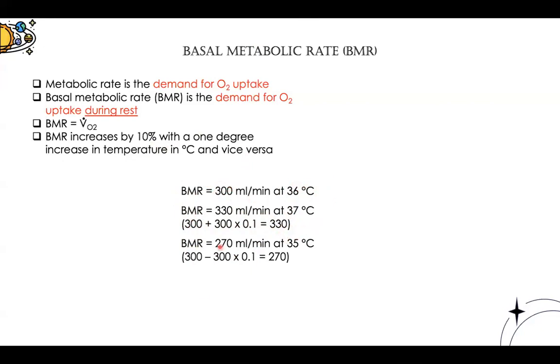Now, similarly, if I decrease the temperature by one degree, I would have to decrease my BMR by 10%. So what I would do is multiply 300 by 10% and subtract that value from 300, which was my original BMR, and I'd get 270, okay?